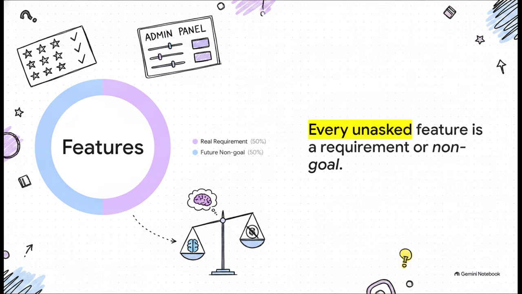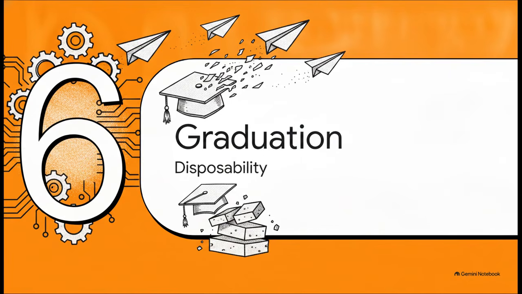We face a strict binary reality here in AI development. Every unasked feature is either a real requirement you simply hadn't articulated yet, or it's a future non-goal temptation that you need to explicitly ban. There is absolutely no third category. You must make a choice and put it on the ledger. Section 6, Graduation and Disposability Discipline.